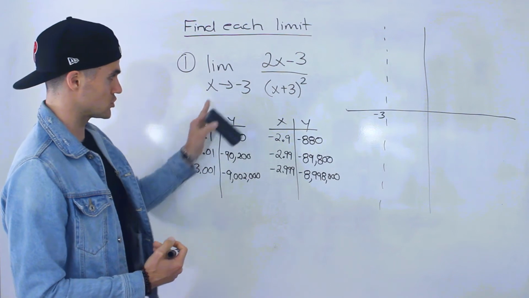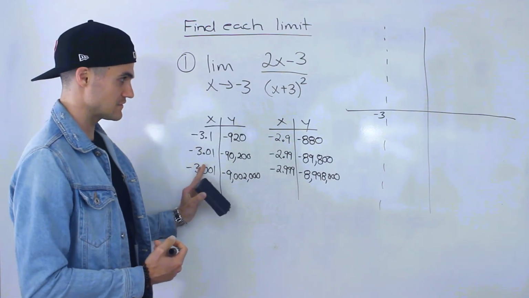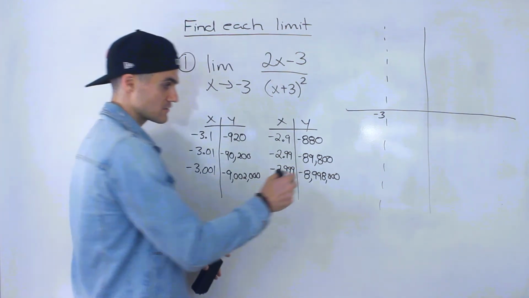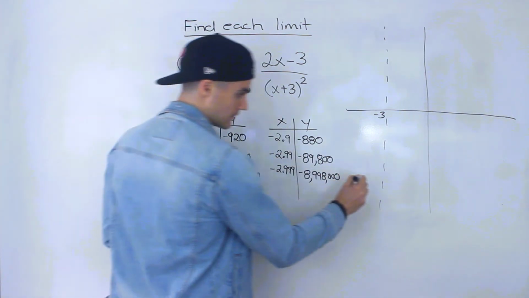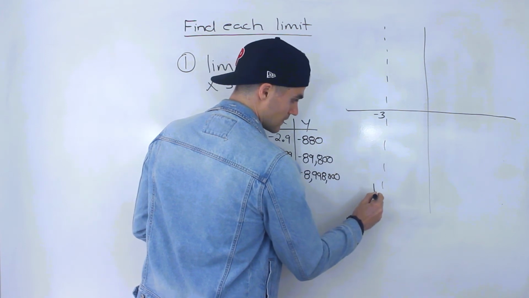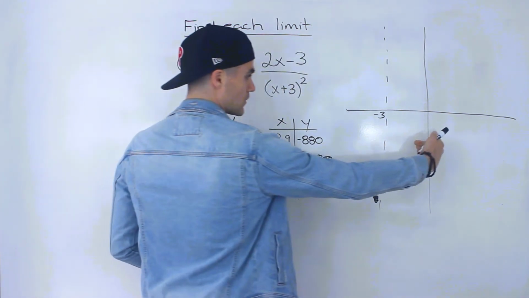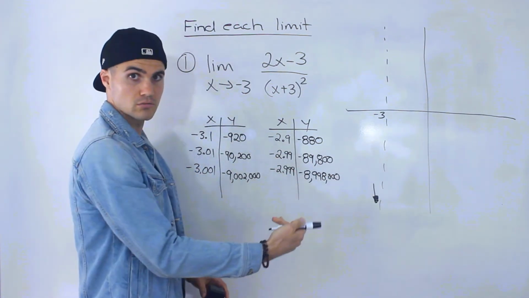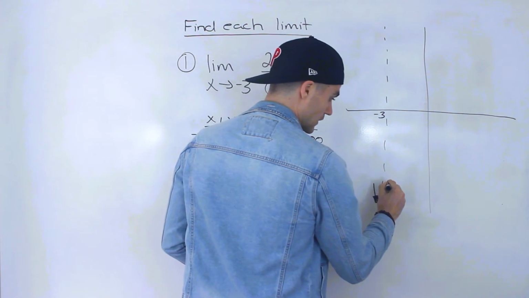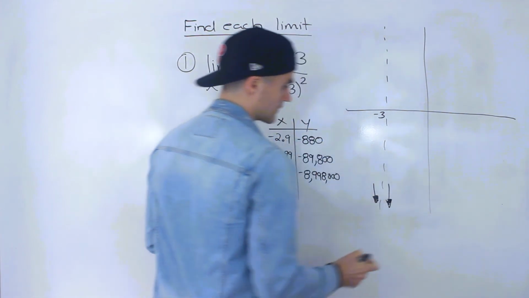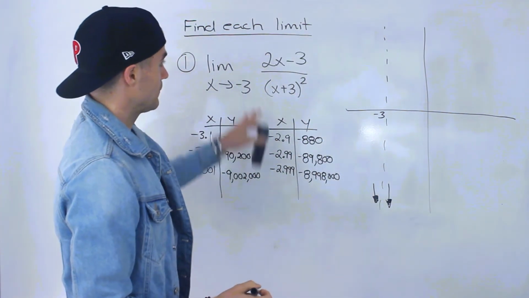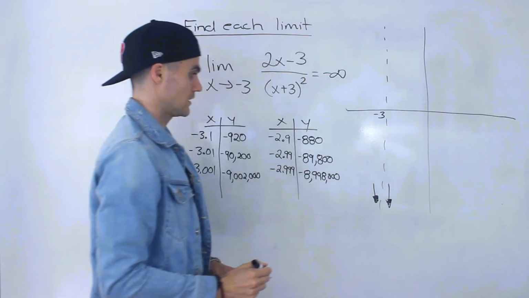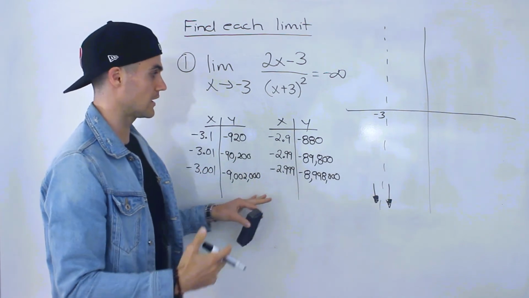So notice as we approach -3 from that negative side, from the left side, notice that the y values are going towards negative infinity. So they are going this way. And then as we approach -3 from that positive side, or from the right side, the y values are also going towards negative infinity, this way. And so that means that this limit here, this general limit, is equal to negative infinity, because from both sides, that's what it is approaching.